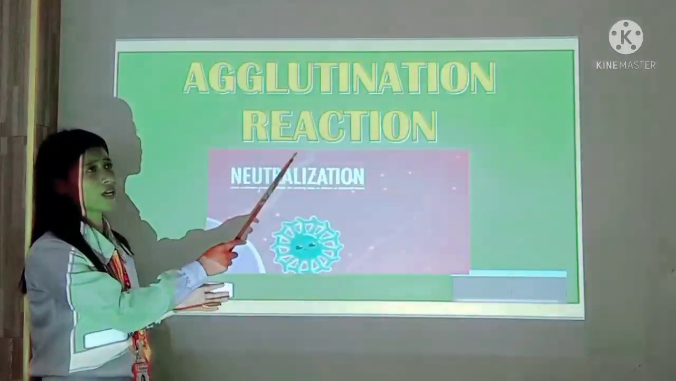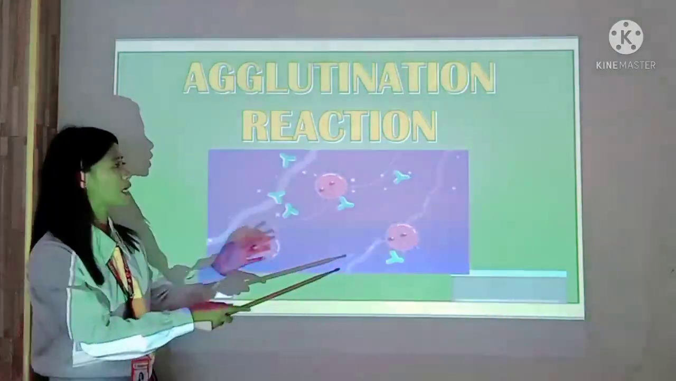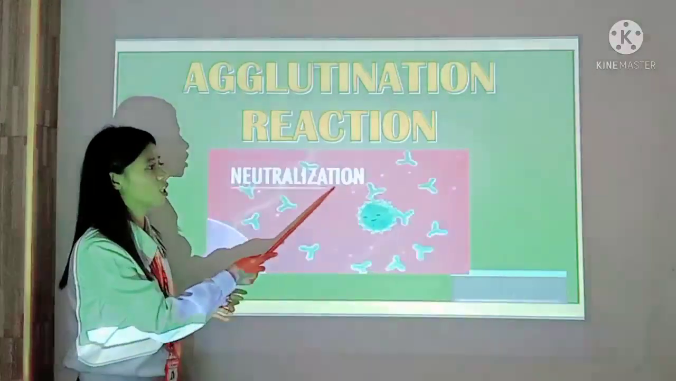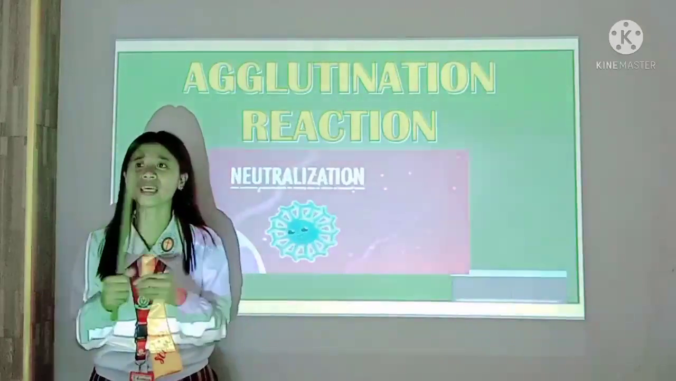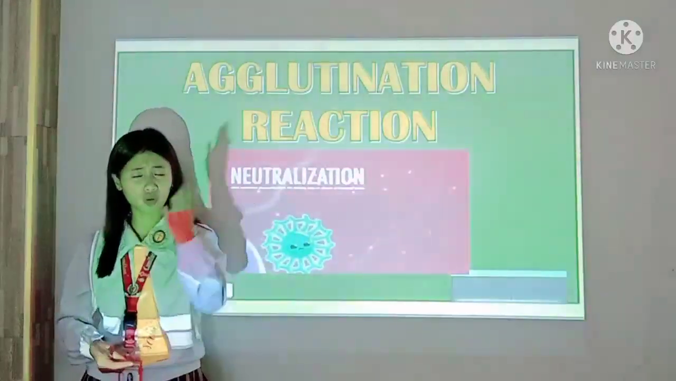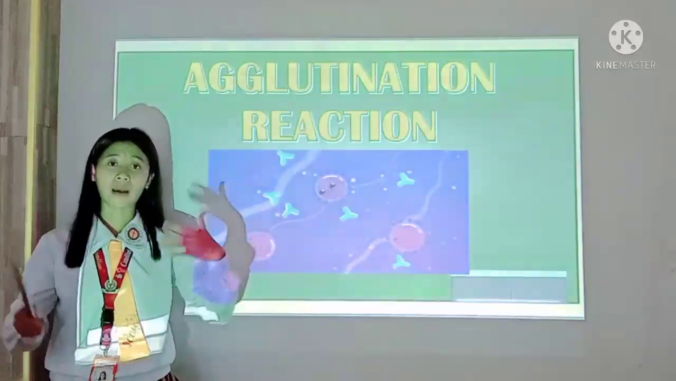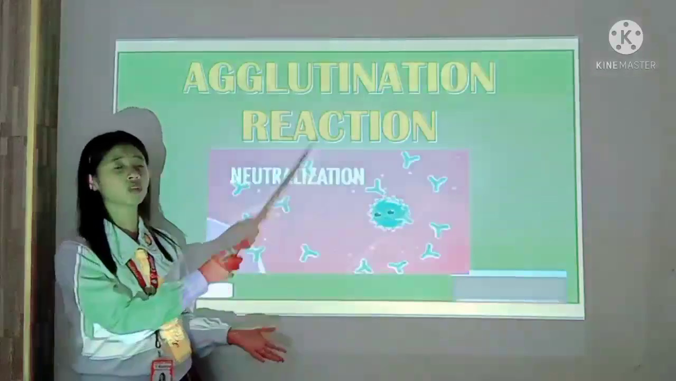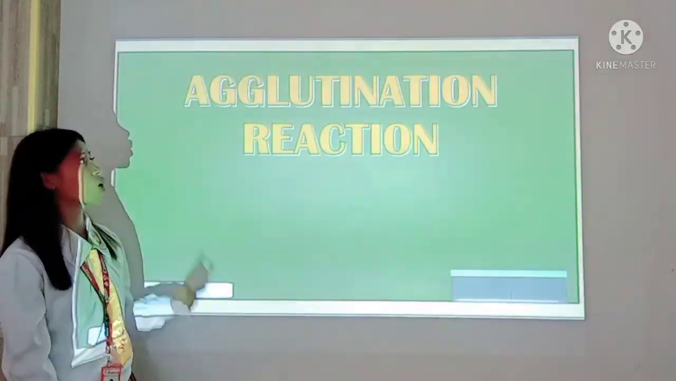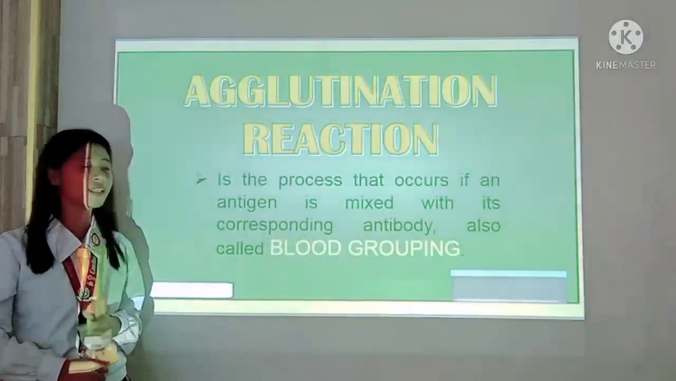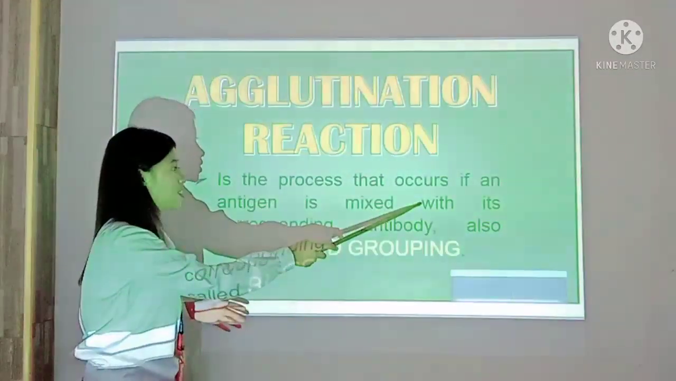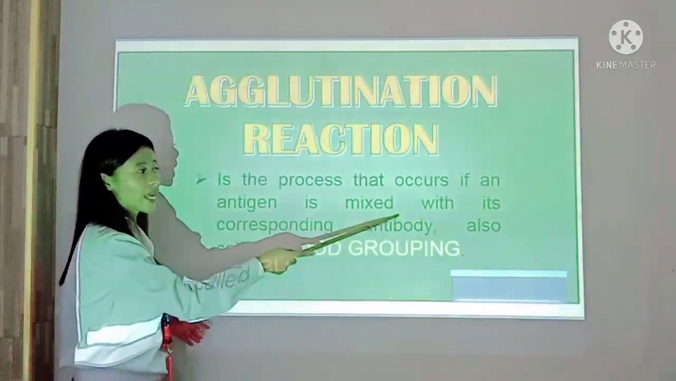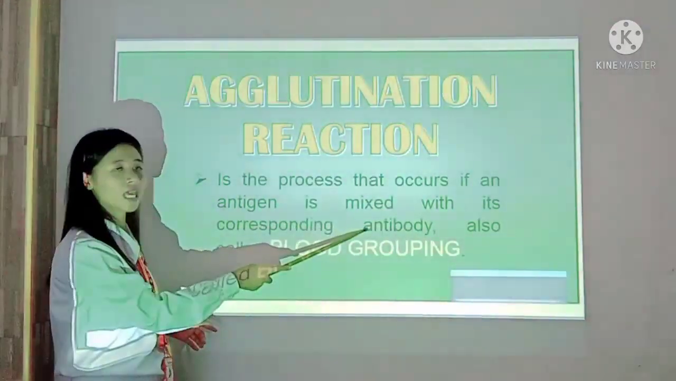Okay, here, we have the agglutination reaction. As you can see here in the gif, there is blood clumping wherein nagkadikit-dikit sila. Ano nga bang nangyari yun? So, malalaman natin yun. Now, let's first discuss what an agglutination reaction is. When we say agglutination reaction, this is the process that occurs if an antigen is mixed with its corresponding antibody.